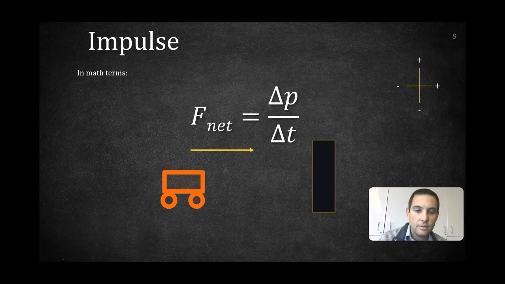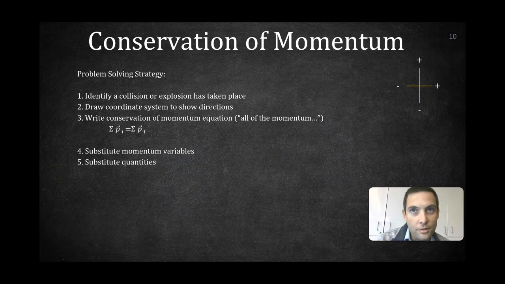In math terms, we have this equation, F net equals the change in momentum over the change in time. On your equation sheet, you may see this rearranged to be your change in momentum equals the net force times the change in time. Conservation of momentum, all of the momentum in the beginning has to equal all the momentum in the end. We're going to use this problem-solving strategy whenever we have this come up. And we'll have this come up when there's a collision or explosion taking place.